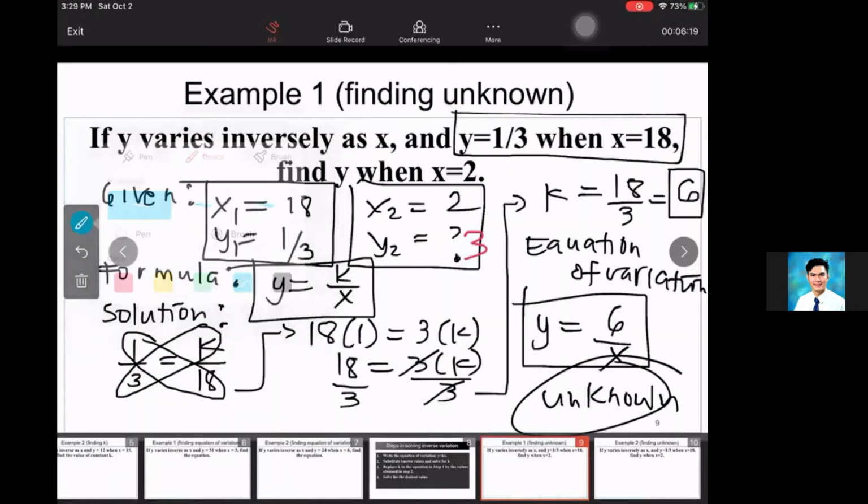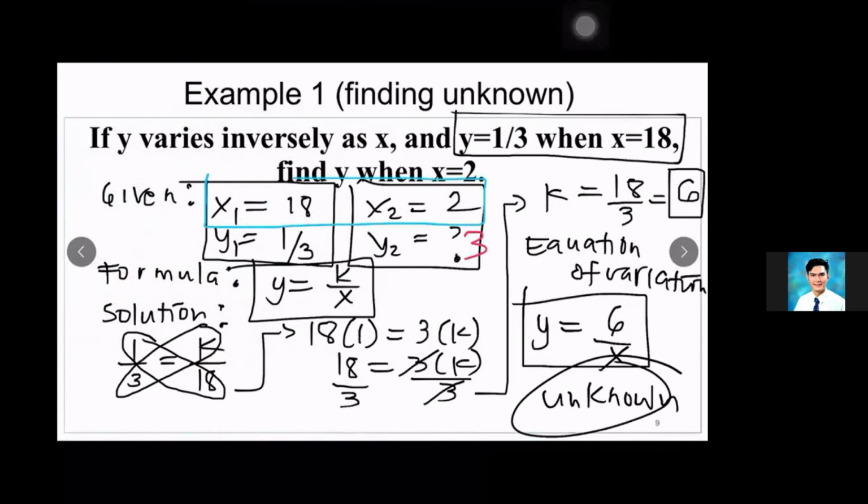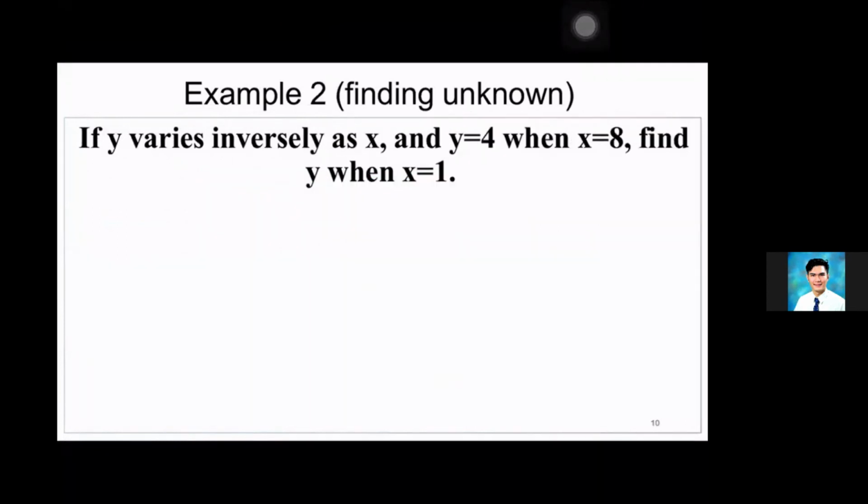So let us just check. X sub 1 to x sub 2, from 18 going to 2, it decreases. But y sub 1, which is 1/3, going to 3, it increases. Therefore, y sub 2 equals 3 is our correct answer. Okay, so let us now start answering our example number 2. In this second example, you may pause the video and answer it by yourself, and you may play it again and check if your answers are the same.